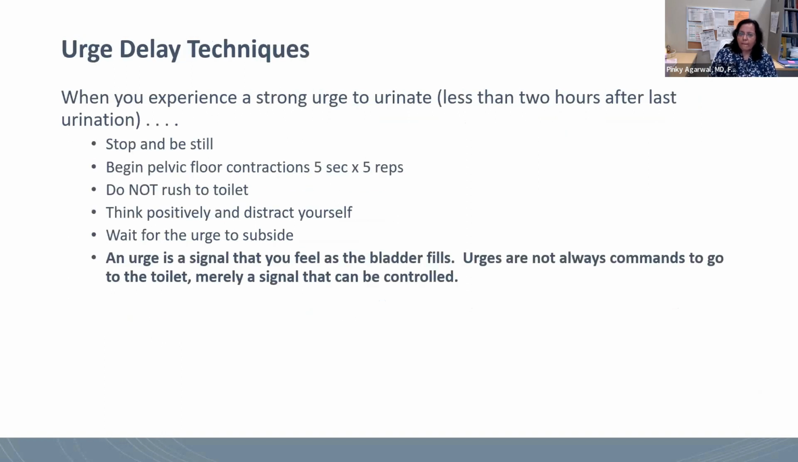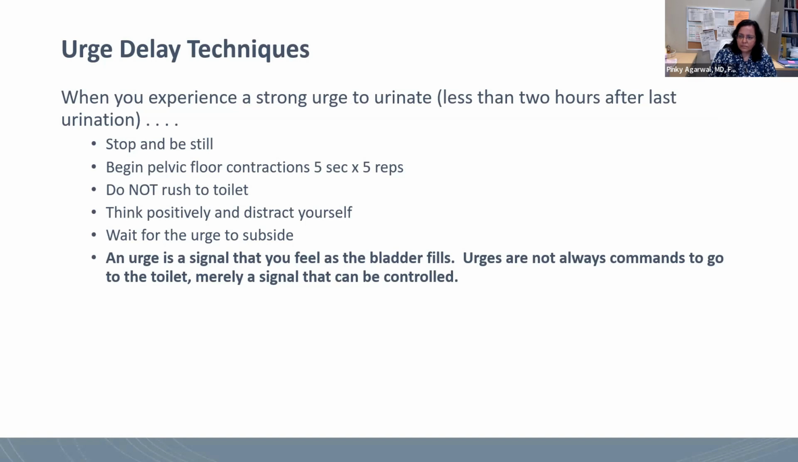The following are useful urge delay techniques. When you experience a strong urge to urinate and it has been less than 2 hours since your last urination, the first thing to do is to stop and be still. Although this may be contrary to what you may feel like doing when you get the urge, please resist the temptation to rush to the toilet. Instead, you should begin pelvic floor contractions.